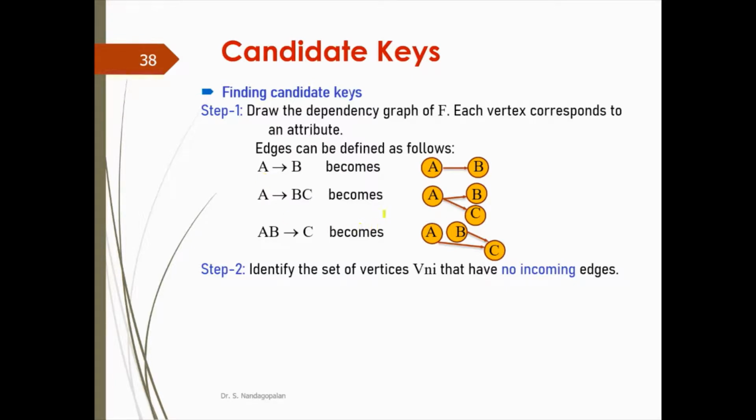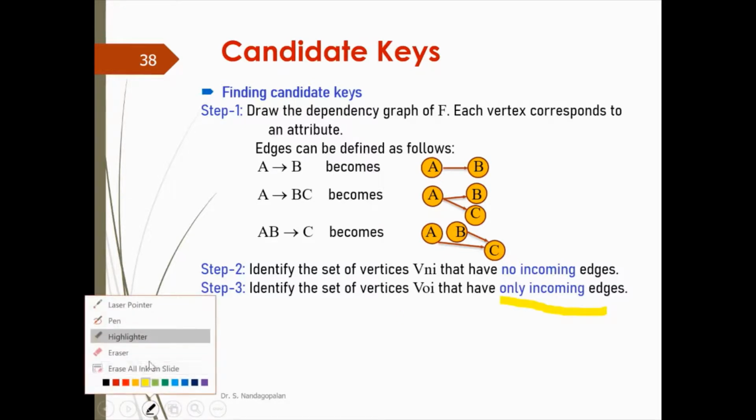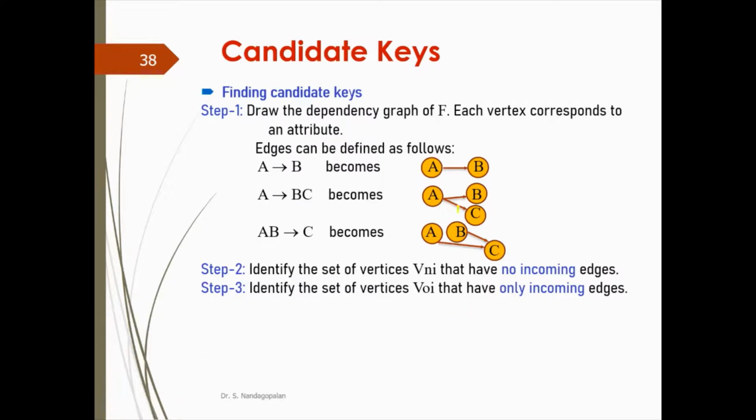So step 3 is to find out all the vertices with only incoming edges. All the vertices with only incoming. For example, here, this is the only vertex with incoming. You should not have outgoing. That means vertices which appear only on the right side, because those are receiving edges. So this is nothing but all vertices which appear only on the right hand side.